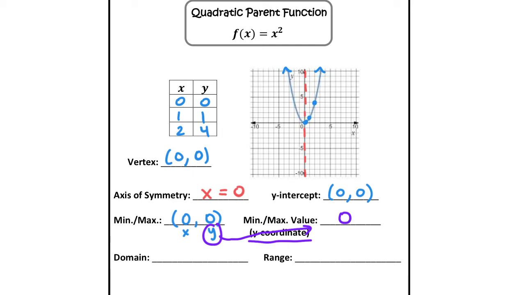Domain and range for quadratic. Domain is going from left to right, and we're looking at the x values. So it goes from negative infinity to positive infinity. And then range is scanning the graph from bottom to top. So from the bottom to the top, the lowest point of the graph is at y equals 0. So the range is from 0 to infinity, because the graph keeps going up.